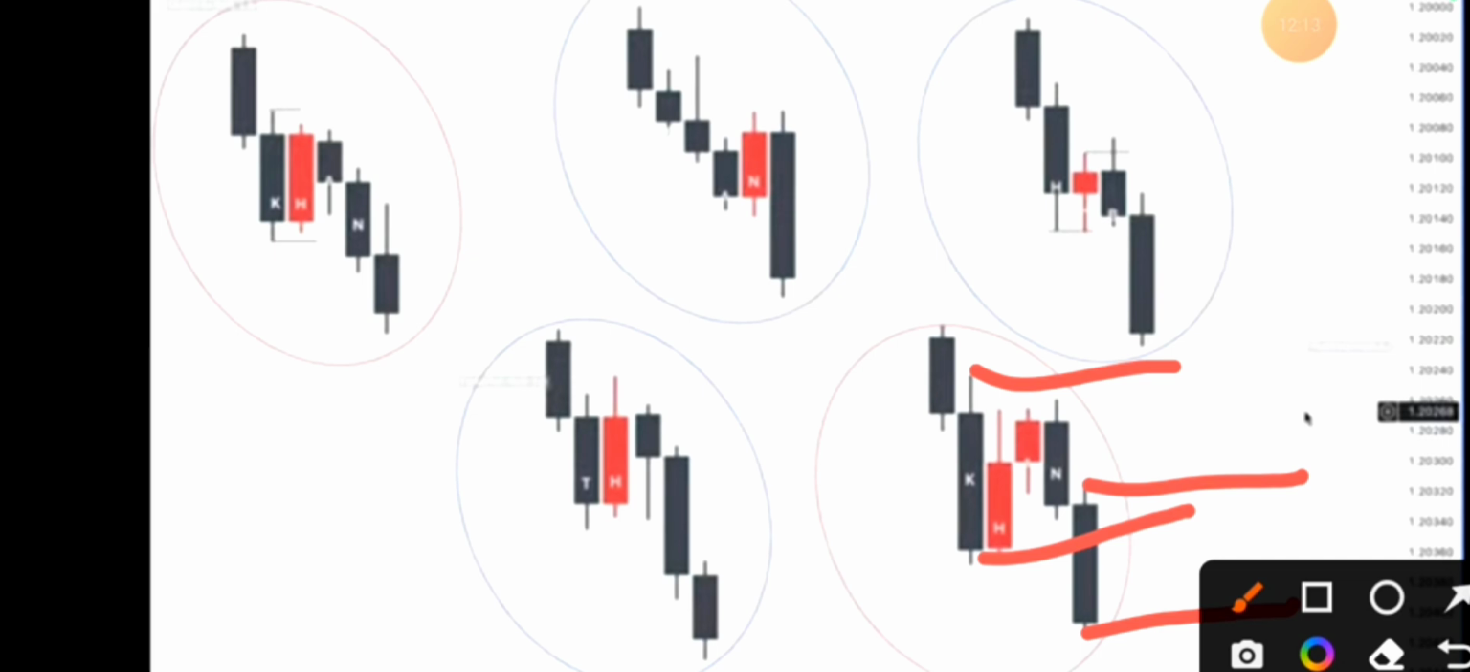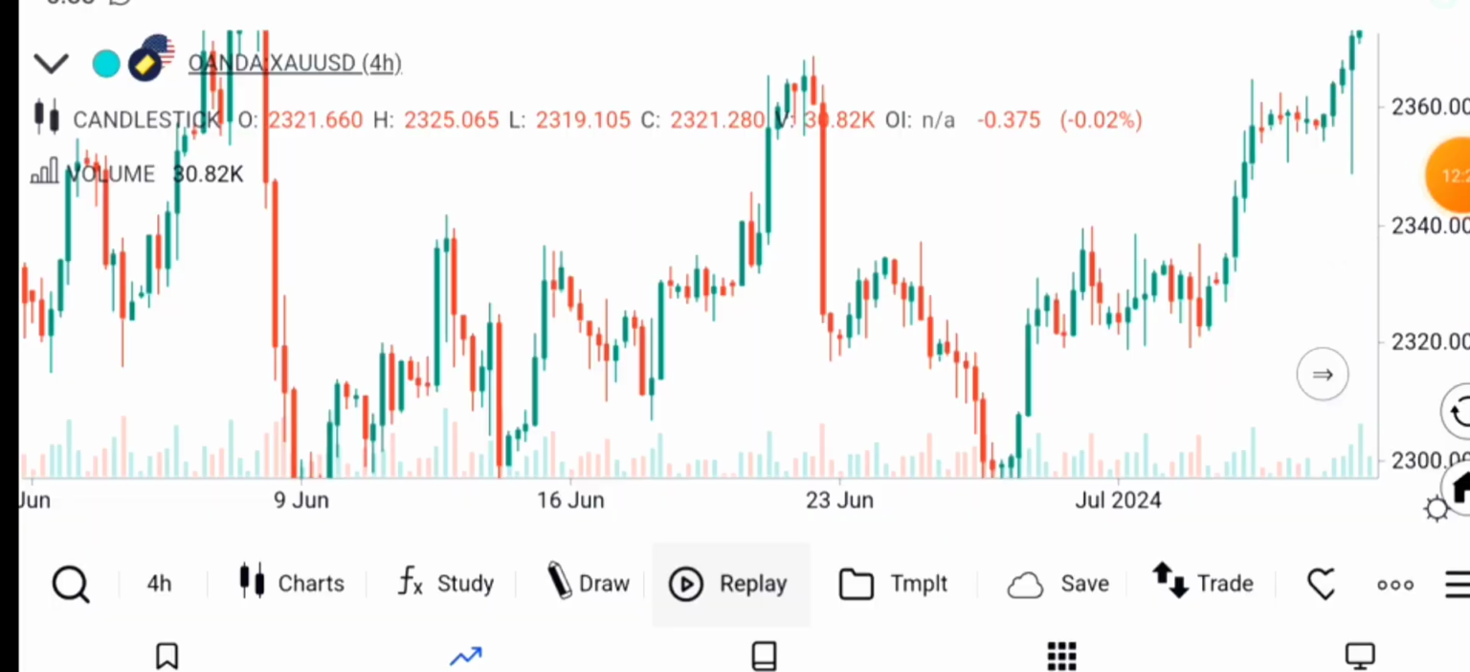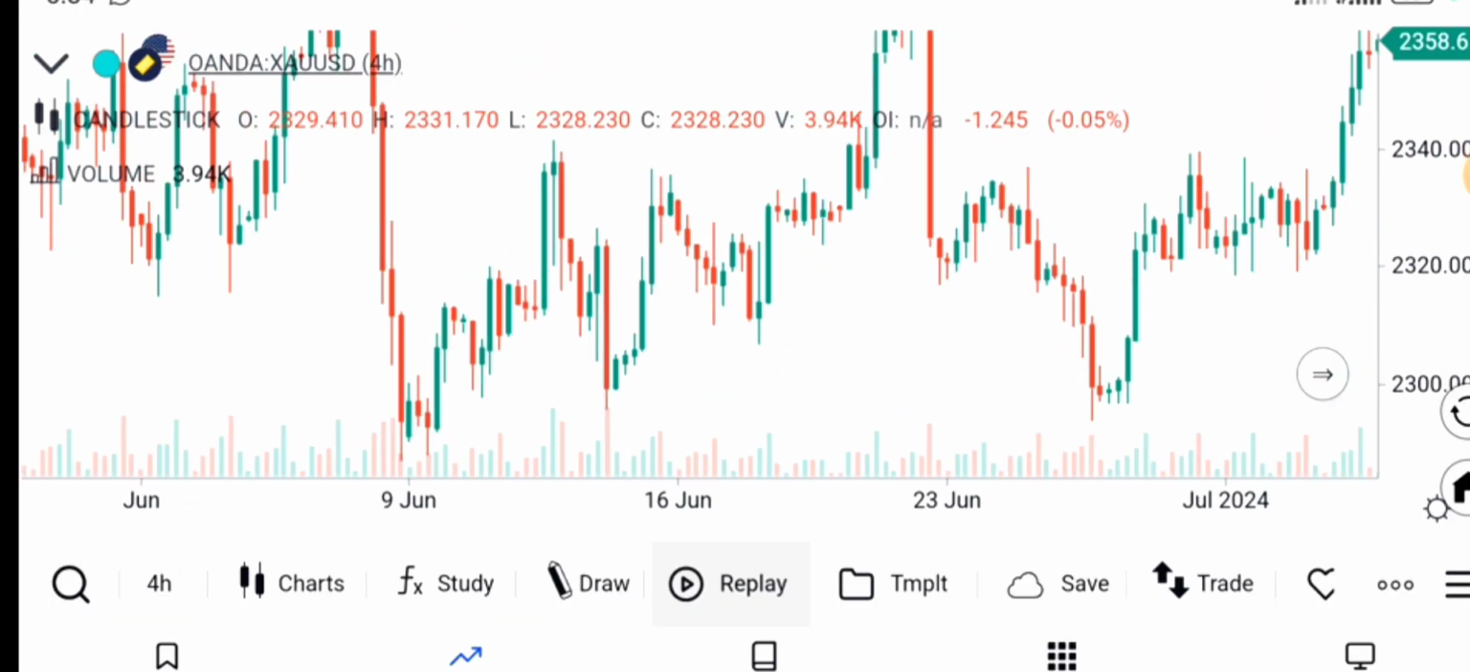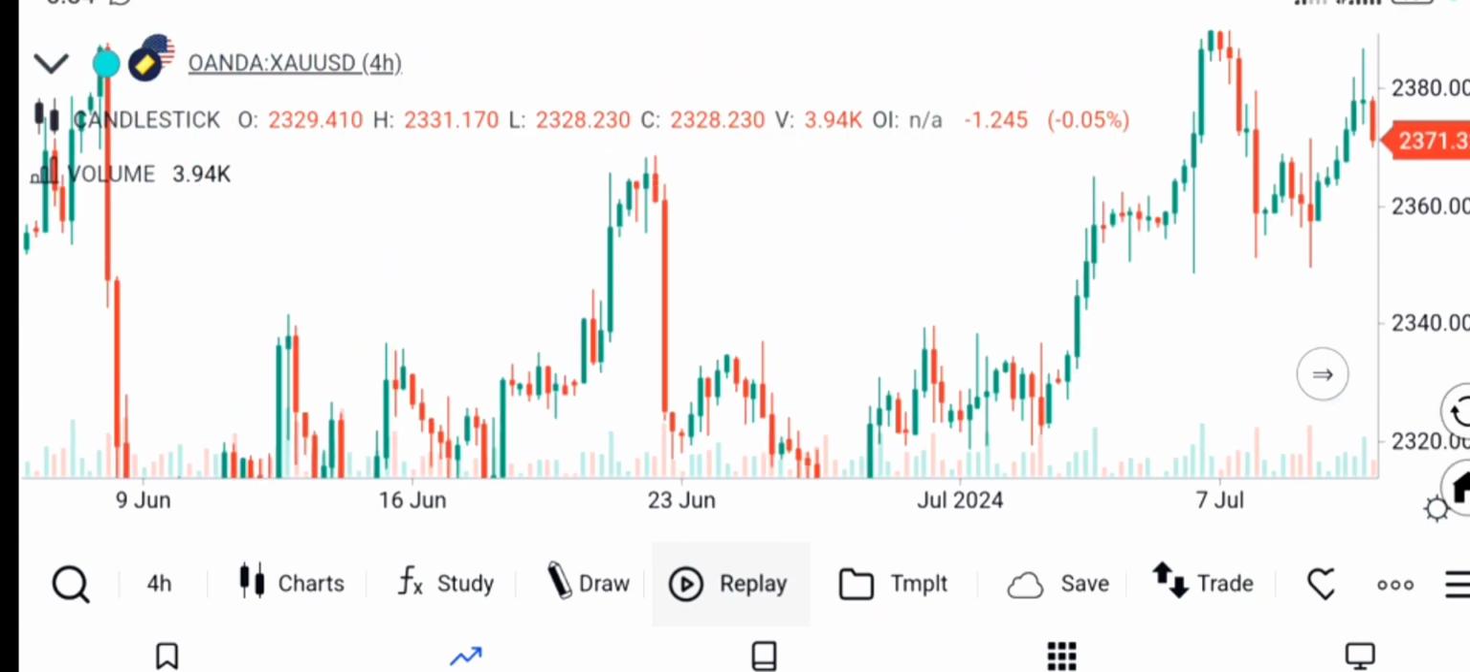So having shown you all this in the diagram, let's go to a live chart and show you how you can identify them on a chart. So let's go there. Now, you are welcome to this chart. This is SAUSDT on the 4-hour chart. As you can see, this is a live chart.